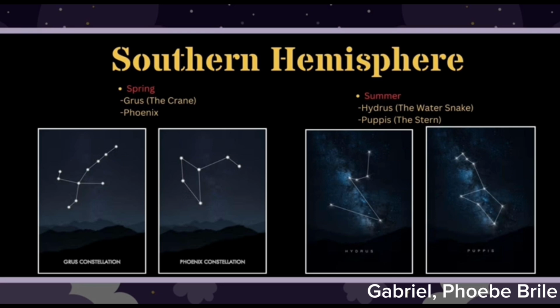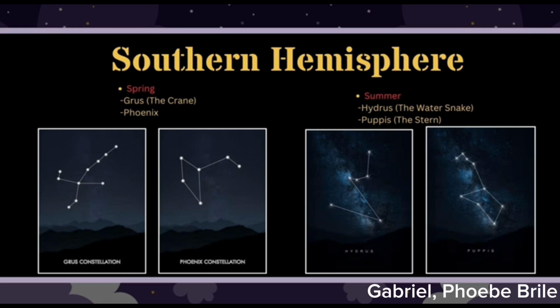So for the southern hemisphere, we have the Grus or the crane. It resembles a crane bird with an elongated neck. It represents the crane bird, often associated with grace and vigilance. For the Phoenix, it is shaped like a bird in flight, with a bright orange star, and represents a mythical bird that rises from its ashes. So for the summer, we have the Hydrus or the male water snake.